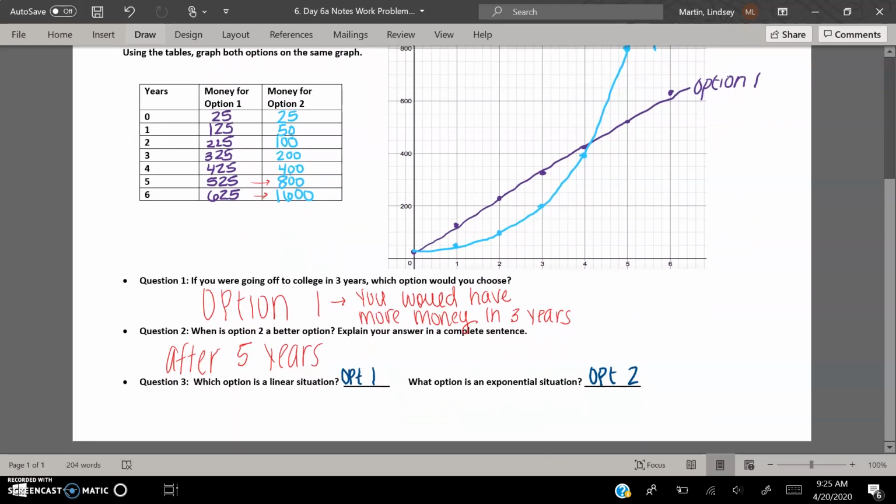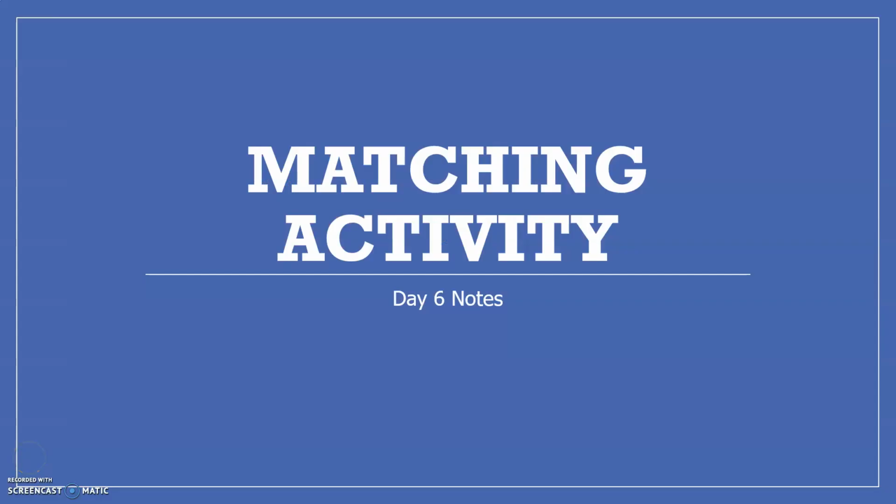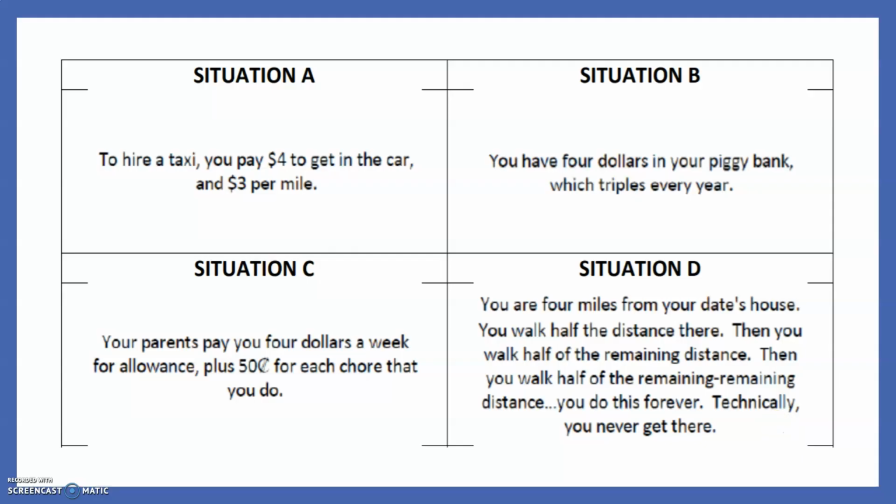Now we're going to move on to the matching activity for day 6. You've probably seen the matching activity in your packet. It has situation A through J and graphs 1 through 10. This is what it should begin to start off looking like.